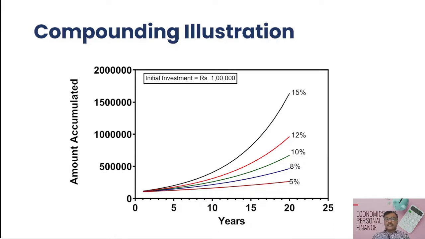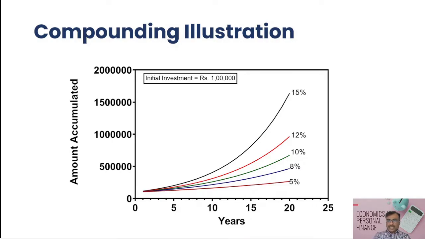On this slide, you will find an illustration of the power of compounding. A graph of returns from investing 1 lakh rupees across various time periods and interest rates is shown on this slide. If you invest 1 lakh rupees at a 5% interest rate for 20 years, you will only receive 3 lakh rupees. On the other hand, if the rate of return is 15%, your 1 lakh rupees can grow to 17 lakh rupees after 20 years.